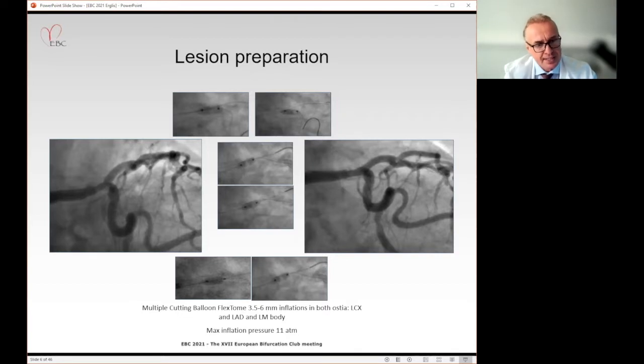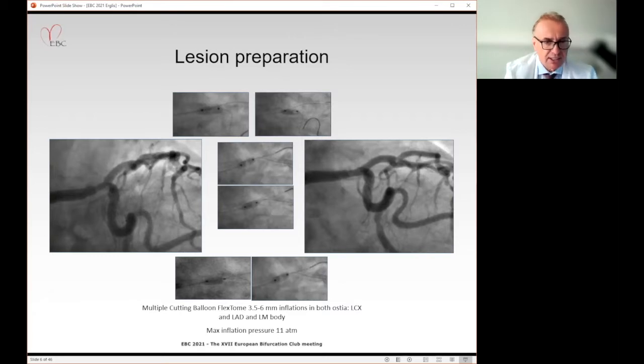Also quite interesting is that at that time we always looked at bifurcations, and left main bifurcation is no exception, and the best way to treat is to use a one stent strategy. And of course, now we maybe know a bit more about how we use culotte stenting, or crush stenting, or the new approach of double crush stenting. But as I said, years ago we really proved the one stent strategy, and it's still important to understand that.